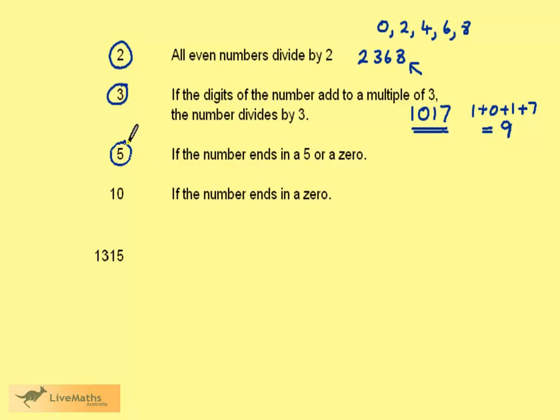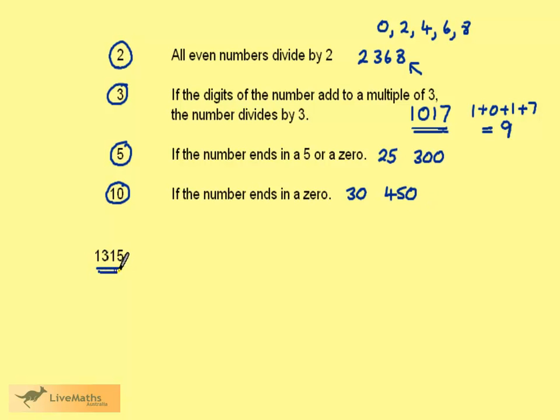A number is divisible by 5 if the number ends in a 5 or a 0. So for example 25 and 300 would both be divisible by 5, since 25 ends in a 5 and 300 in a 0. A number is divisible by 10 if the number ends in a 0. So for example 30 or 450.